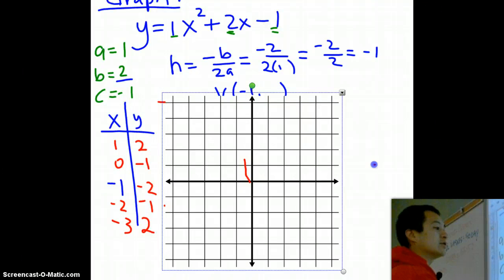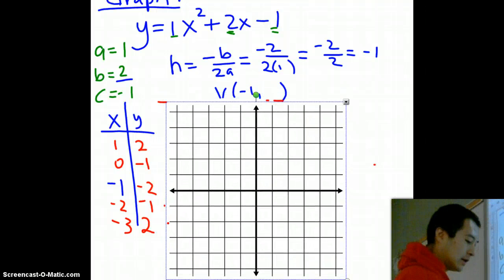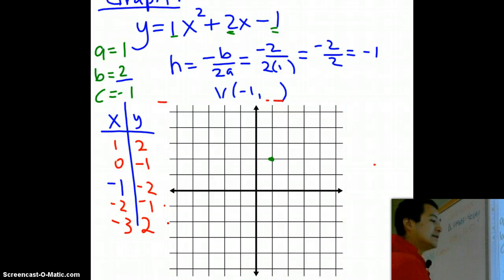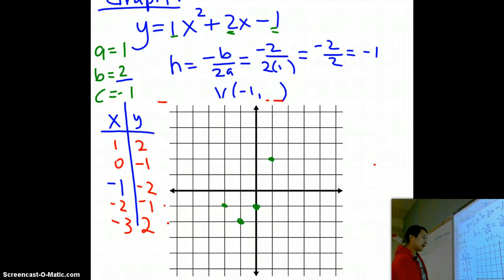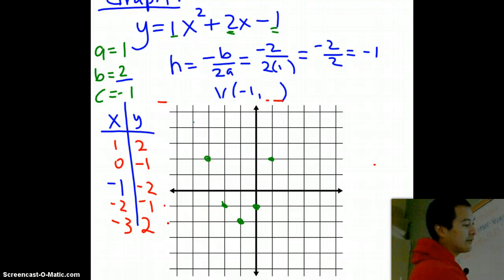Plug in your points and just graph it. Start it. 1, 2. 0, negative 1. Negative 1, negative 2. Negative 2, negative 1. And negative 3, 2. Look at that real fast. Does that make a parabola? Is it going up like you expected? It does. So graph your parabola.